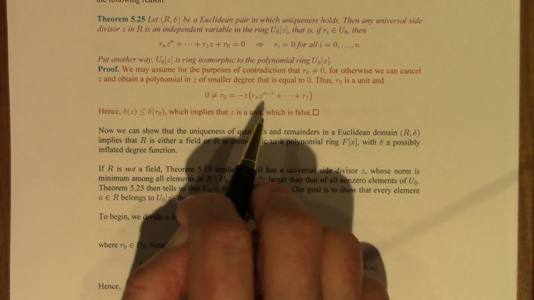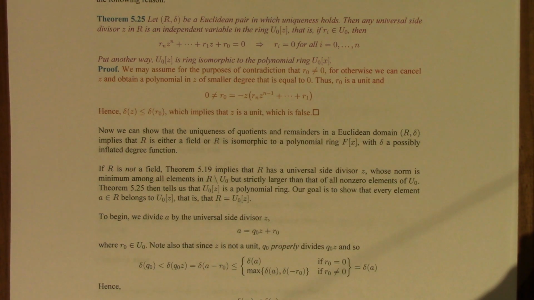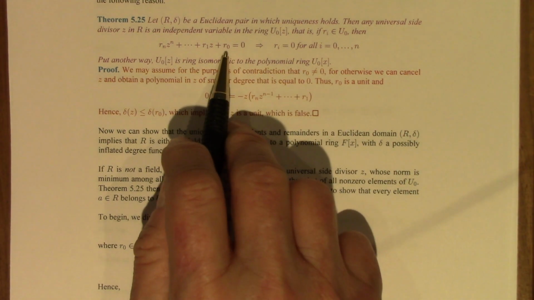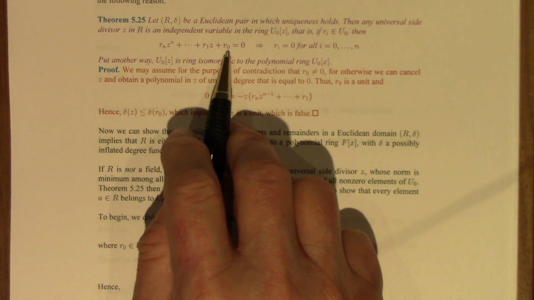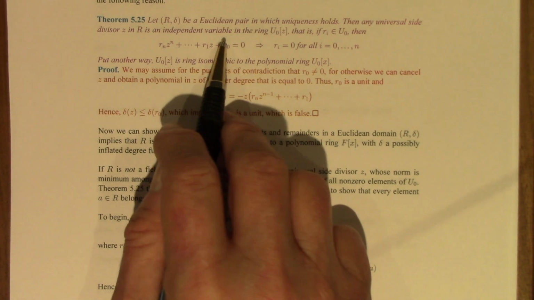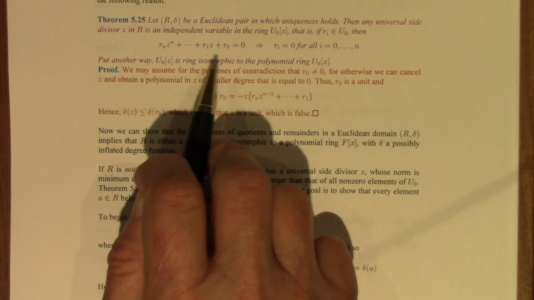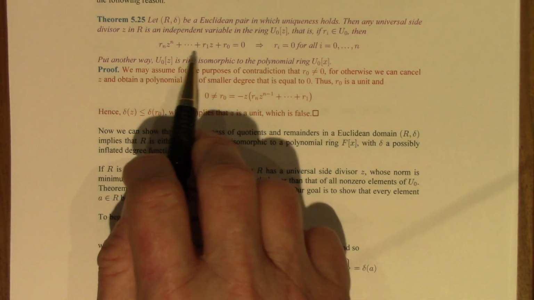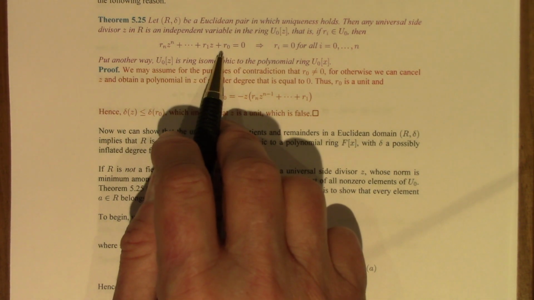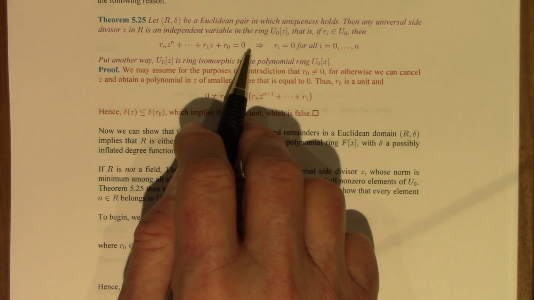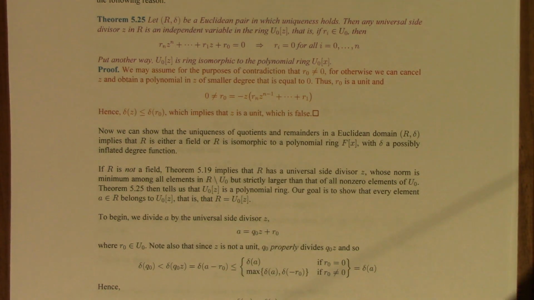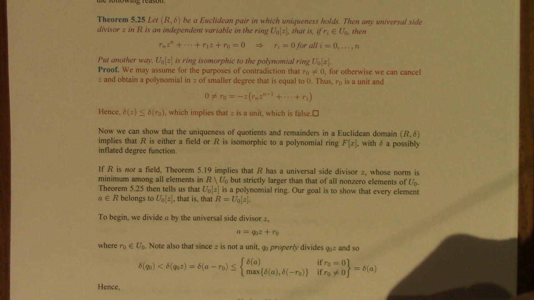We can assume, for the purposes of contradiction, that R0 is not 0. If R0 were 0, it would go away. We could cancel a Z and basically start over with a polynomial of degree n minus 1 equals 0. So we may as well just assume that R0 is not 0 to start with.